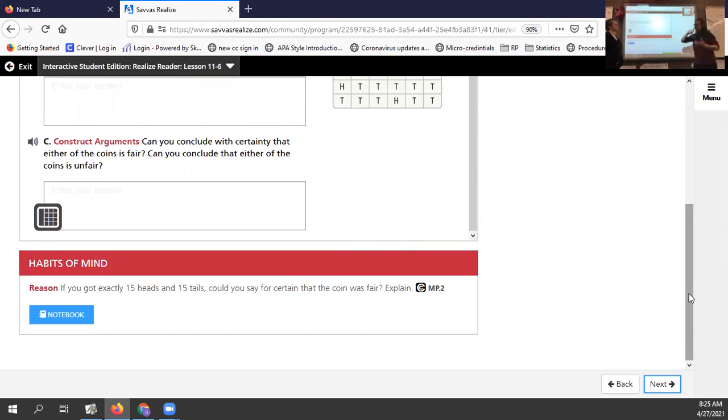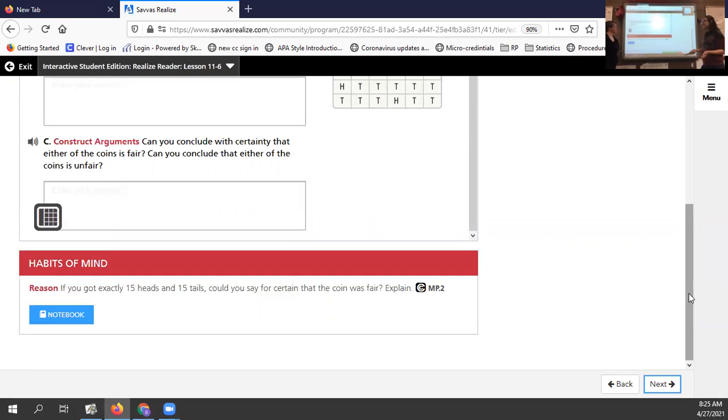What does certainty mean to you, Mrs. Conway? Well, within 5% or so accuracy. A little wiggle room for a little error. Yes, especially if I have a small sample like this. But if it's 50-50, then it should be about half heads and half tails, I would think. And that brings us right to the habit of mind.